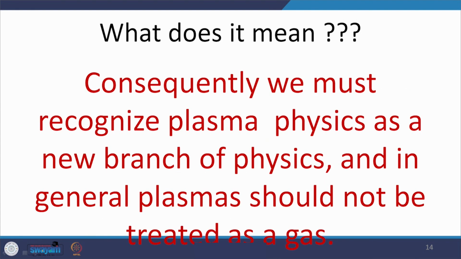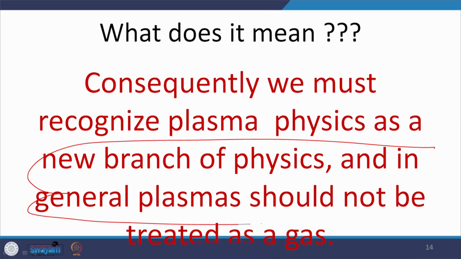So, what does it mean? In a nutshell, we must recognize plasma as a new branch of physics, and in general, plasmas should not be treated as a gas, despite the fact that for perception's sake, plasma is just a gas with a large number of electrons and ions. So, plasma physics should be treated as a new branch, and should not be confused with a gas.